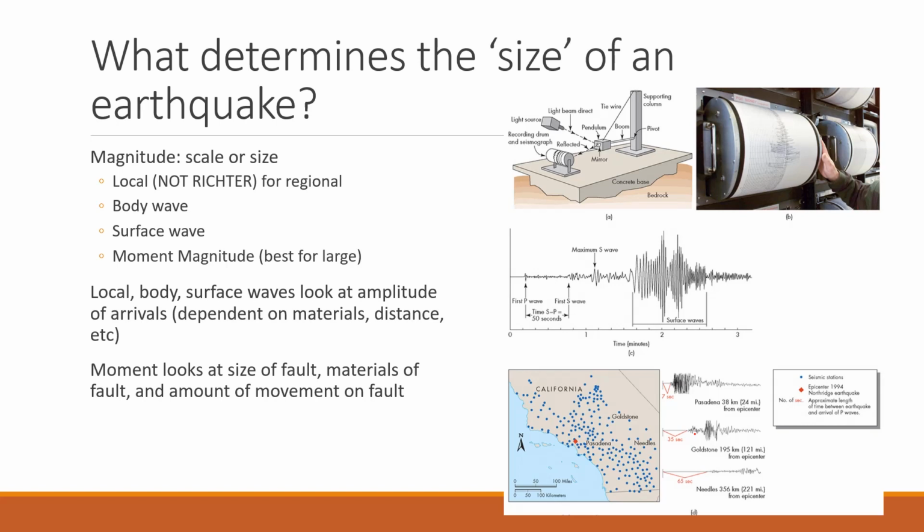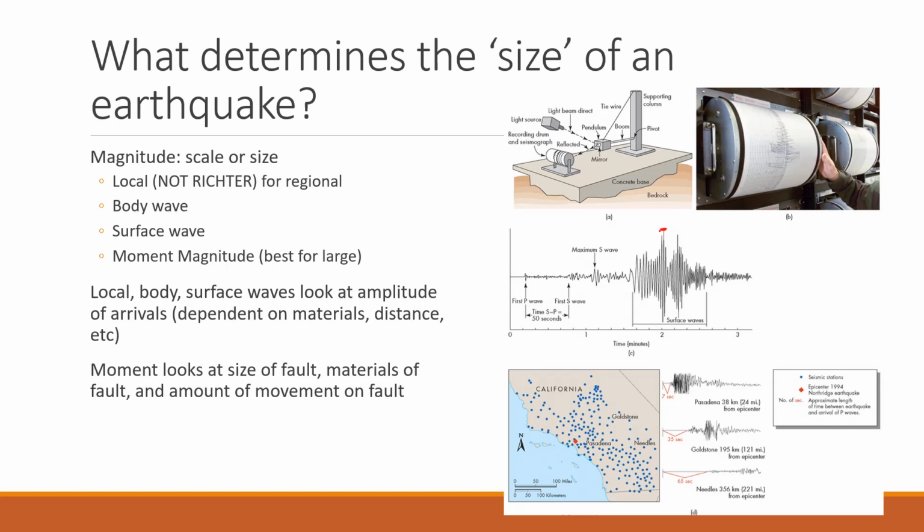We also have a magnitude scale that's based off of the body waves, so that is the intensity of those waves that move through the earth. We have magnitude scales that are based off of the surface waves. And the one that we use for large earthquakes is called moment magnitude, which is based off of the amount of energy released. The local, body, and surface wave magnitude scales all look at the amplitude of arrivals, which means how high these wiggles get when we record them.